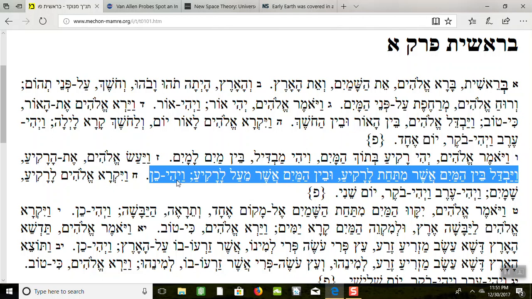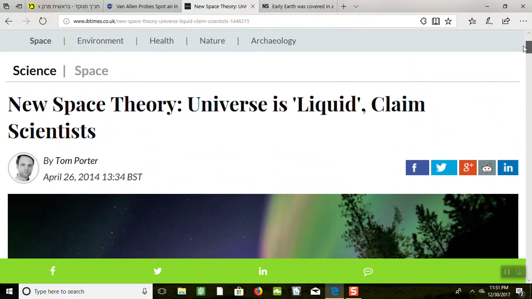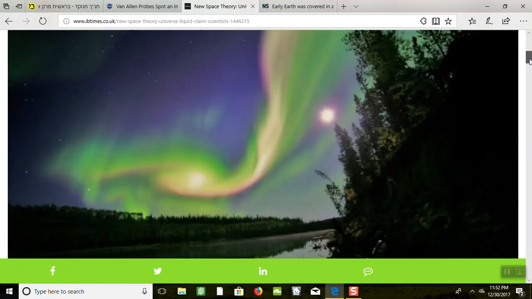Now let me explain this very quickly, to show you another article that I saw. Now the Torah, the scriptures, to show you how ahead of time and how divine this book is, I want to show you another example of this. All right, about this, that science is just now catching up to the Torah, Genesis. This is an article. New space theory, universe is liquid, claim scientists. I'm just going to read briefly.